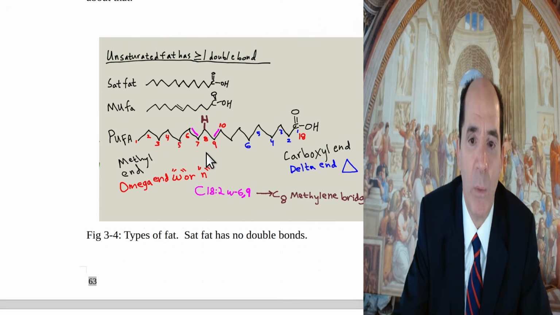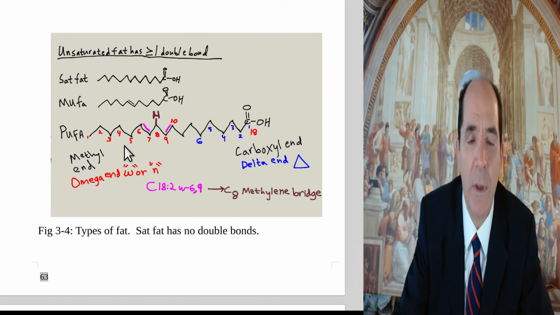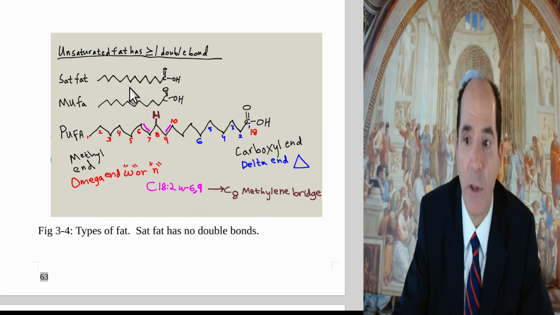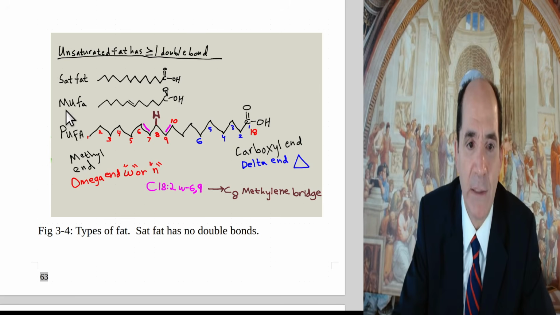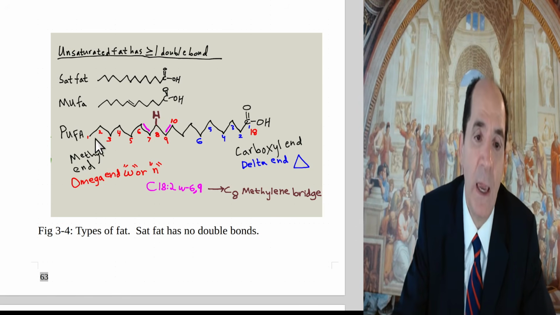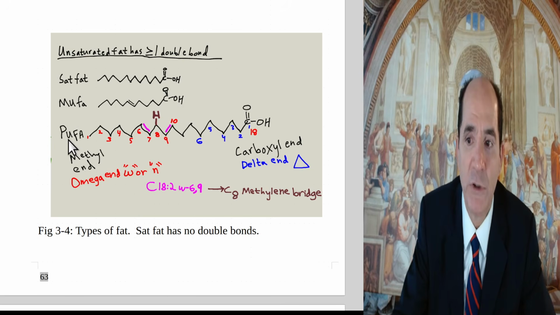Okay, a little bit about what the different types of fats are. Fat with no double bonds is called saturated fat, because all the carbons are saturated with hydrogen. Unsaturated means to have a double bond. So monounsaturated, the characteristic example is oleic acid in olive oil. And here's a PUFA, polyunsaturated fatty acid. That means there's at least 2 double bonds. So here's the first one, here's the second one.